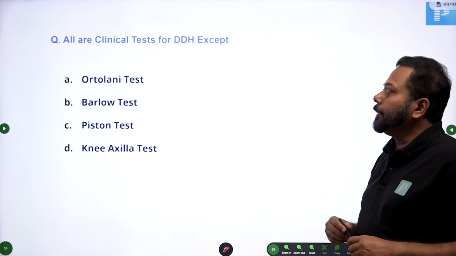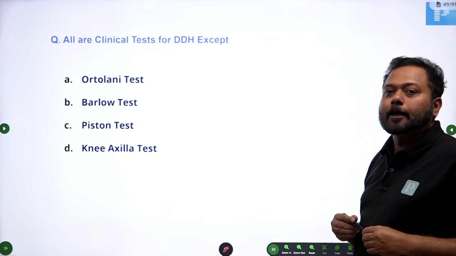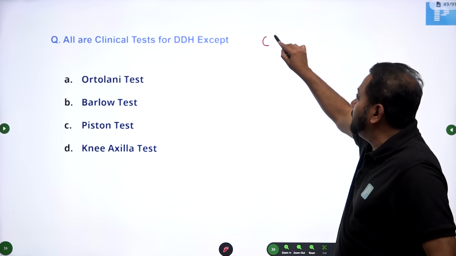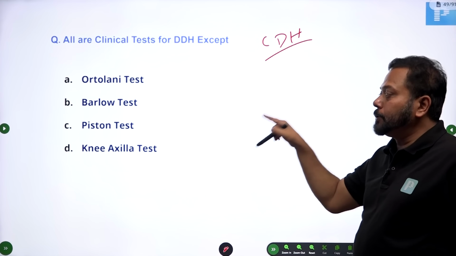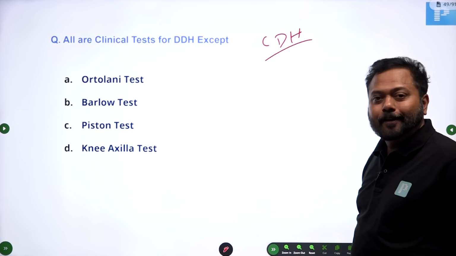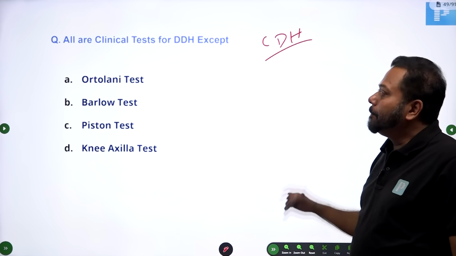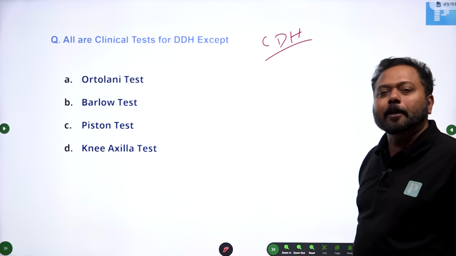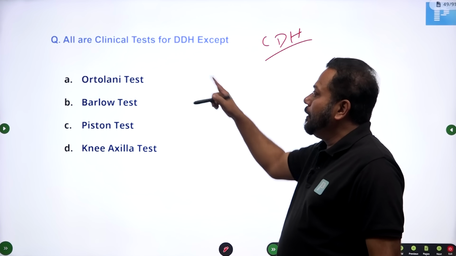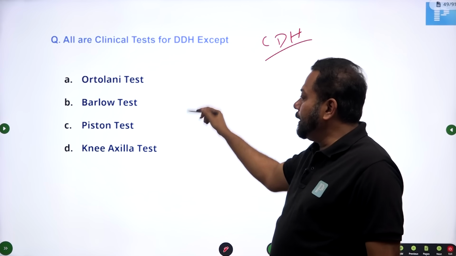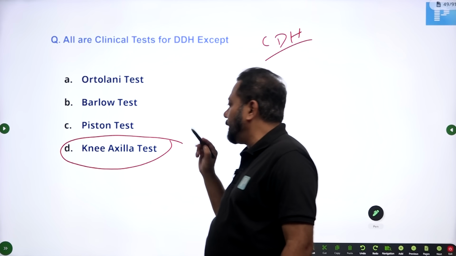Right. All are clinical tests for developmental dysplasia of the hip, otherwise called congenital dislocation of the hip, CDH or DDH: Ortolani's test, Barlow's test, piston test, knee axilla test. Very simple, straightforward question, because DDH is a very favorite area of FMGE. By this time you would have guessed the answer. Yes, all are clinical tests for DDH except knee axilla test.